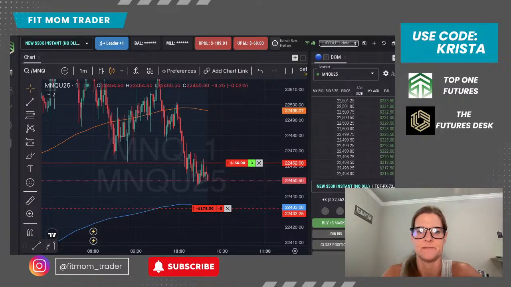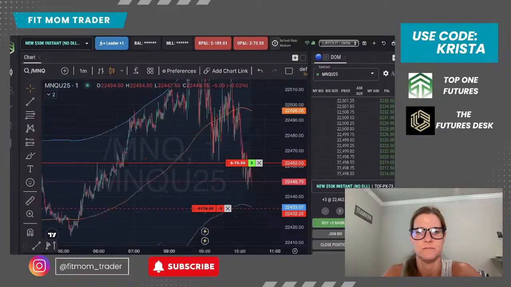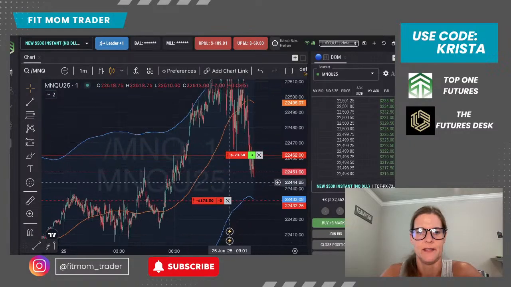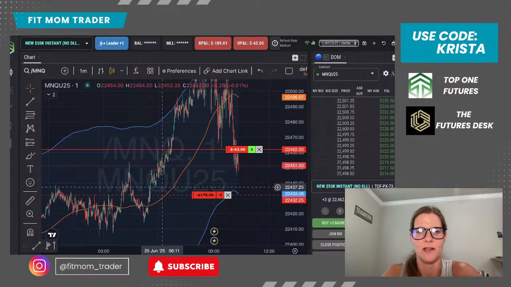I don't want to see that. This liquidity right here at like 437, that's what I'm worried about. I wonder if it's going to come down and grab that before bouncing up.